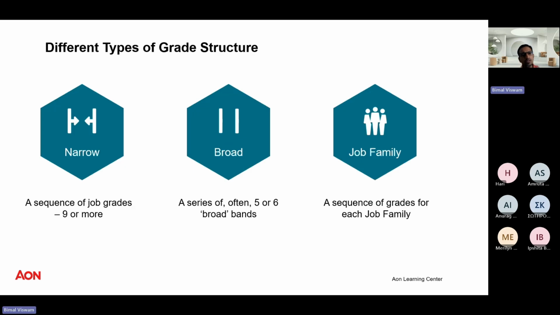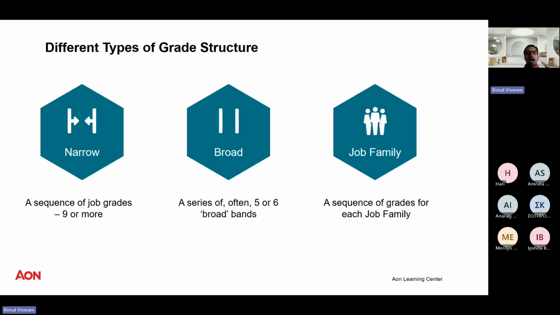So naturally, when we talk about grade structures, one natural question that comes to everyone's mind is, what are the different kinds of grade structure that we have, and what are some of the considerations we should have in designing a grade structure? As I was saying earlier, grade structure is a natural downstream activity after evaluating jobs, and a grade structure typically consists of a series of grades, a hierarchy of bands or levels.